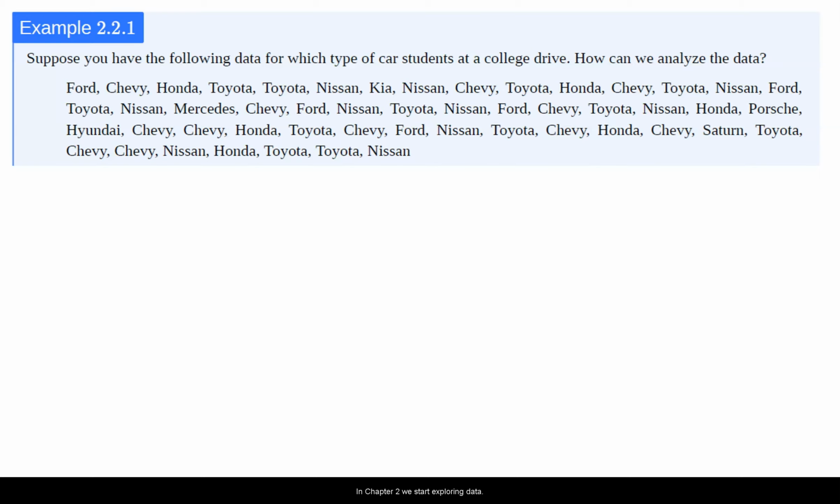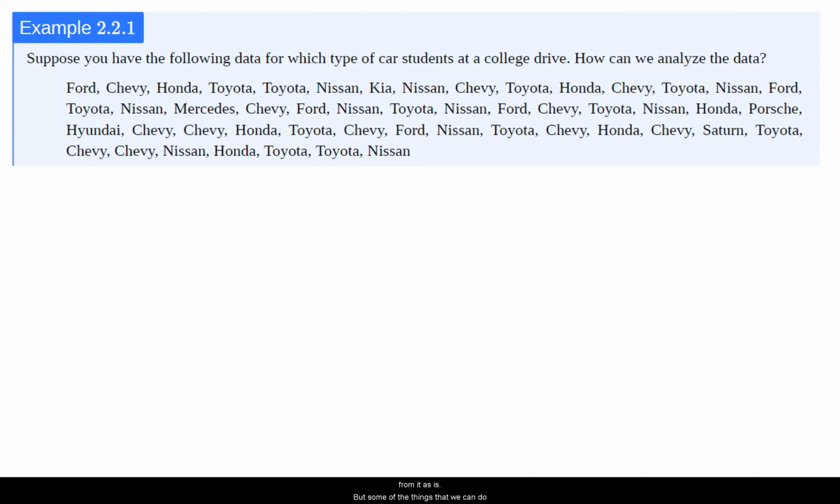In Chapter 2, we start exploring data. Example 2.2.1. Suppose you have the following data for which type of car students at a college drive. How can we analyze the data? You can see here, this is just a listing of all of the responses from the students. It isn't very meaningful. There's not a lot we can get from it as is.